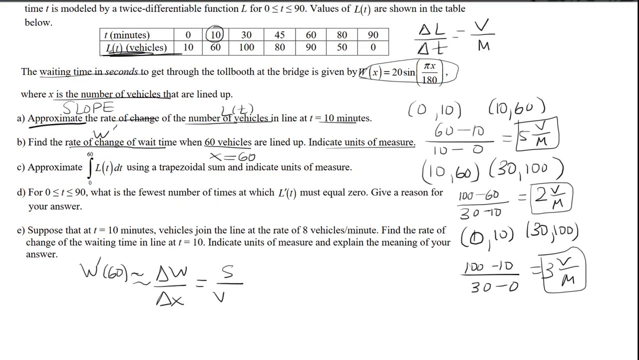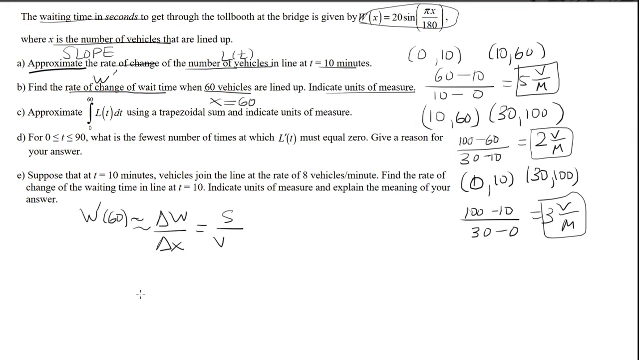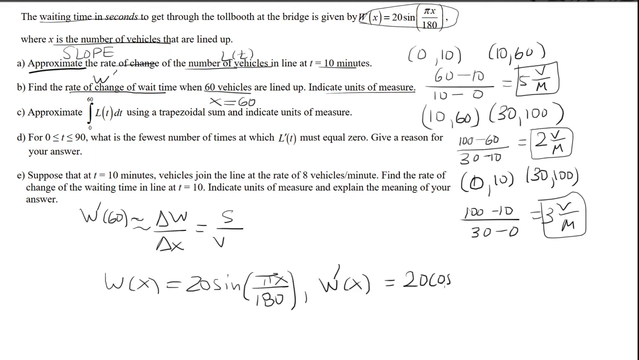Now let's actually find the derivative. W of x is 20 sine of pi x over 180. If I take the derivative, I'm going to use the chain rule. So I take the derivative of the outside, keep the inside the same, and multiply by the derivative of the inside. The 20 and the 180 change to 1 and 9. So that's going to be pi over 9 times cosine of pi x over 180.